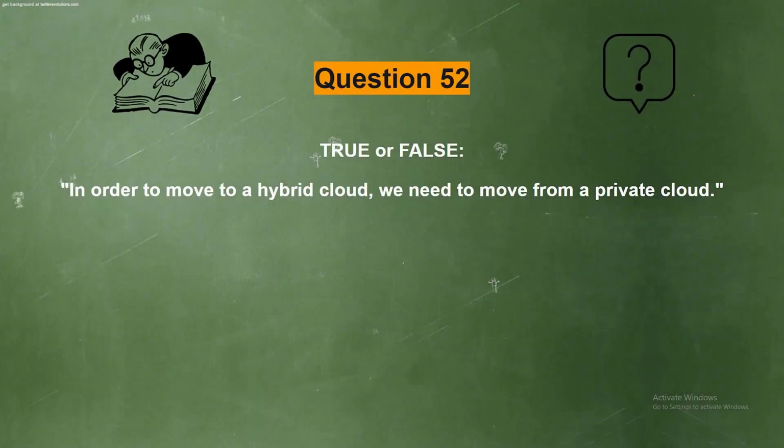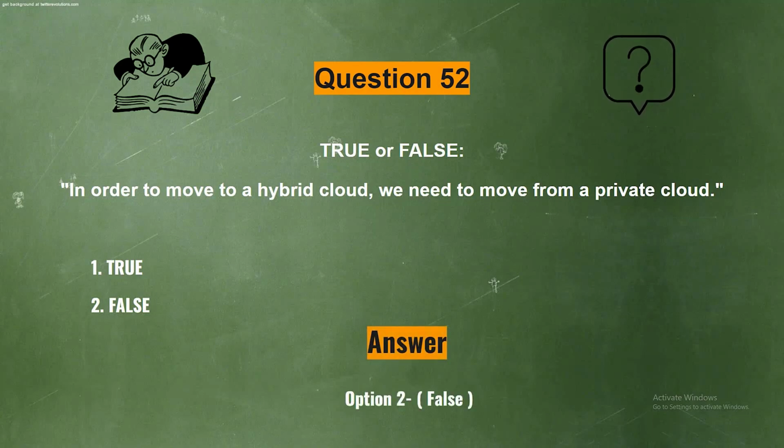Question 52. True or false? In order to move to a hybrid cloud, we need to move from a private cloud. And the options are option 1, true, option 2, false. And the correct answer is option 2, false.